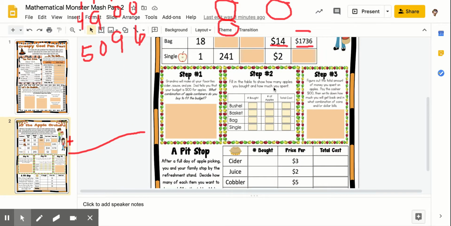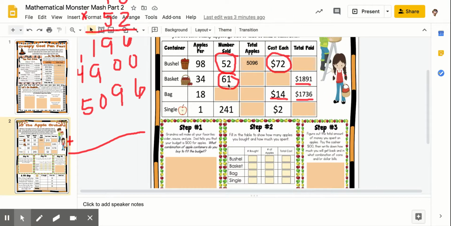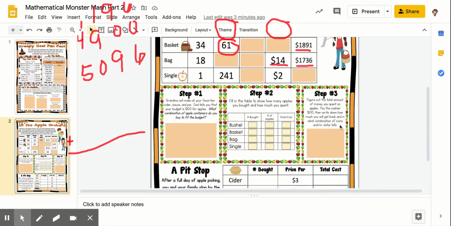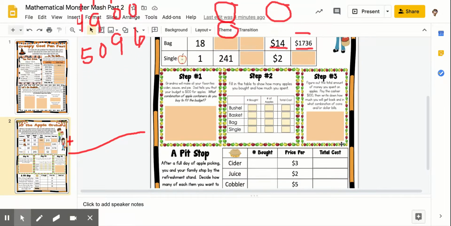Step 2, fill out the table to show how many apples you bought and how much you spent. So you're just going to say the number of bushels that you bought, the number of apples that would be in that, and then its total cost, right? So kind of like a little smaller version of what we did up here, depending on what you want. And then you would figure out the total amount of money you spent on apples. You pay the cashier $100. You then write down how much you will get back and in what combination of bills and coins. So kind of like what we did yesterday, right? Figure out how much change you get back from the cashier after you spend $100 or at max $100 worth of apples, and then put down what kind of change you receive.